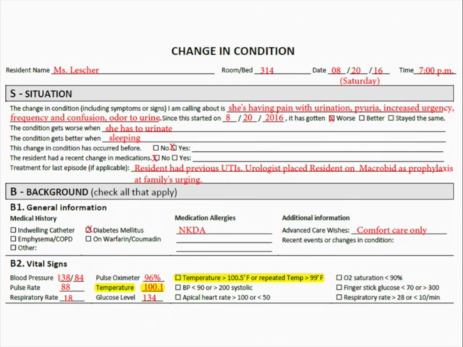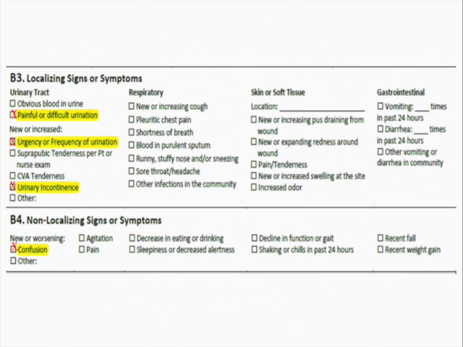You would only check that box if the resident's temperature was greater than 100.5 degrees or repeated temperatures greater than 99. Moving on to section B3, Ms. Lesher has several localizing symptoms. She does have one non-localizing sign and symptom in section B4.